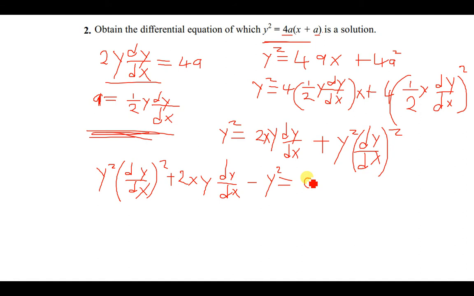So let's quickly move on to the next question. We see how to solve it. So this is the solution, we have obtained the differential equation for this solution. So let's quickly move on to the next question. So the next question is find the differential equation corresponding to that. The question is just the same as what we've just done, so I'll just solve it quickly.